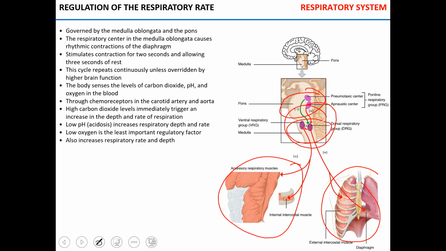Second, in terms of its efficiency, in terms of its influence on the respiratory rate and depth, is pH. Low pH, acidosis, significantly increases the respiratory depth and respiratory rate. Low oxygen isn't that important. It does increase respiratory rate and depth, but it's the third in terms of importance.